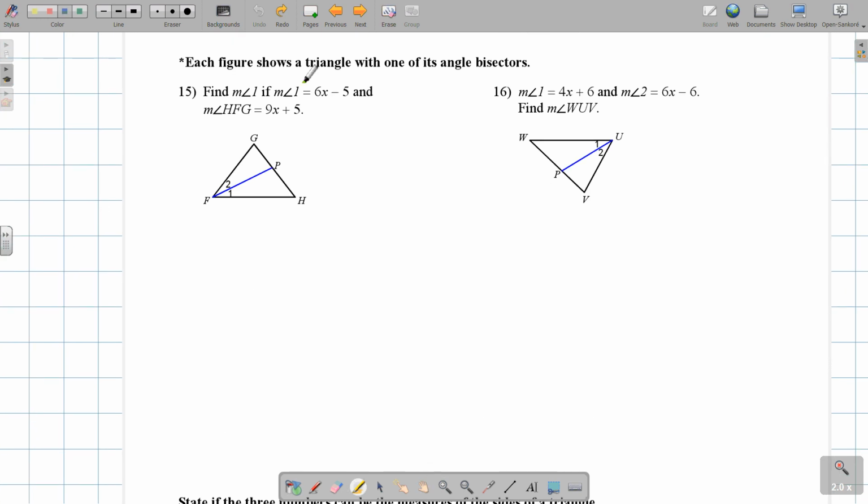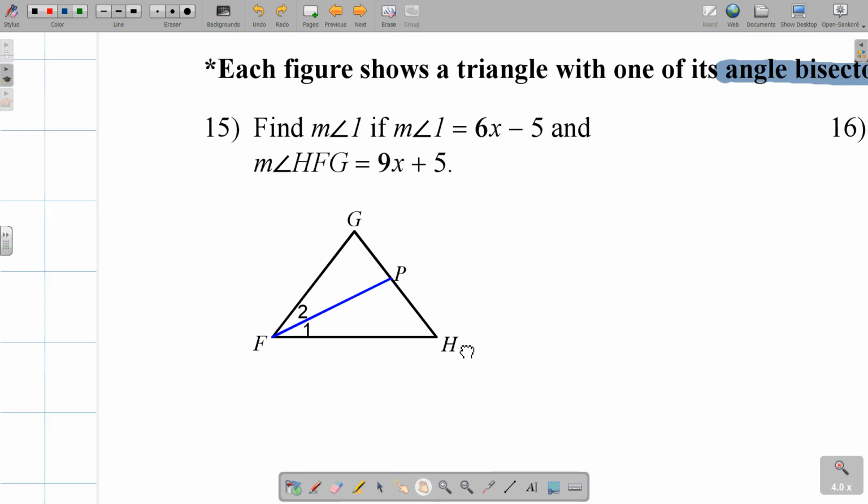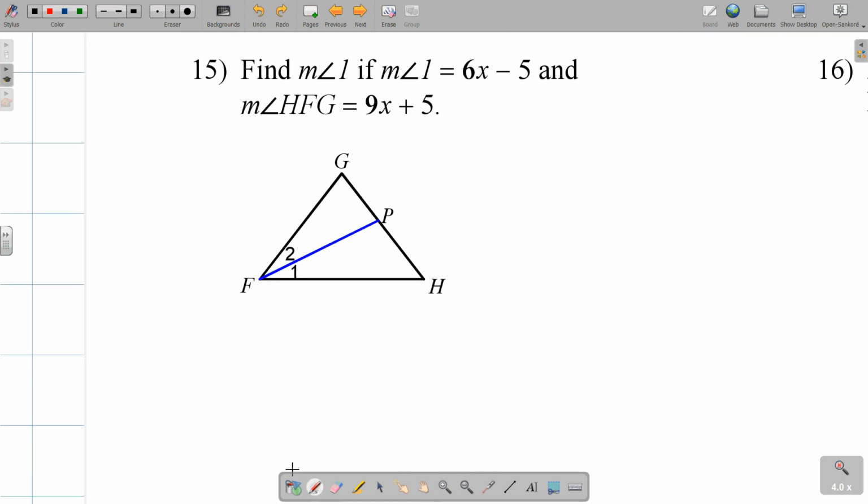Each figure below shows one of its angle bisectors. Angle bisectors. So now that I've established that that's an angle bisector, the very first thing I'm going to do is I'm going to stretch it out. I'm going to sweep, and I'm going to make note that those are equal. I'm going to color code this.